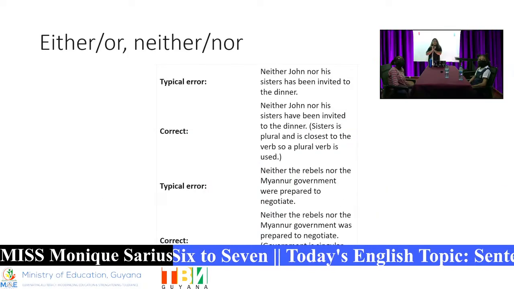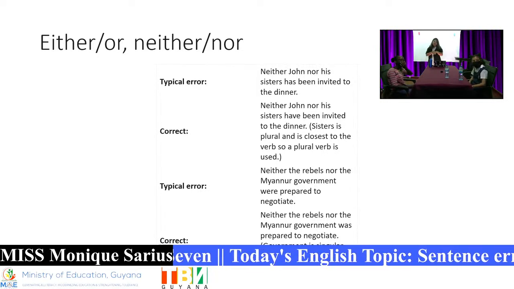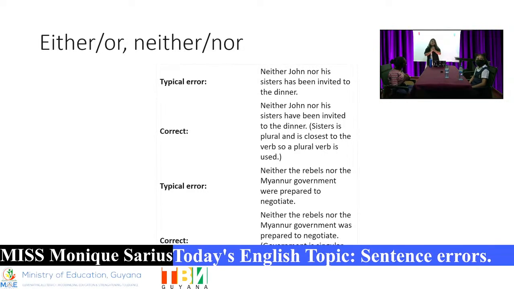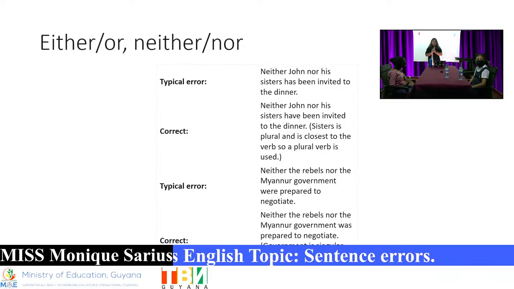All right, so let's go to this other one, either or, neither nor. So you've heard these words before, correct? So either is usually, not usually, either is always paired with, it's right on the board.